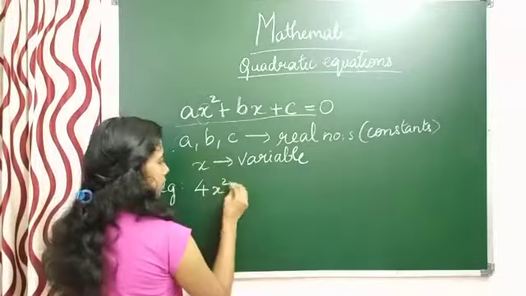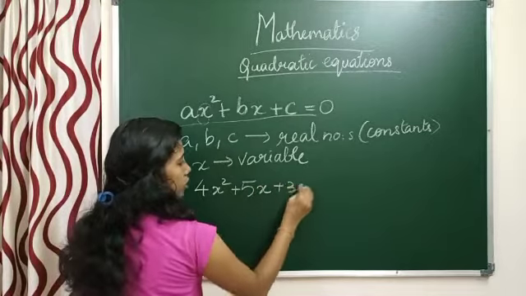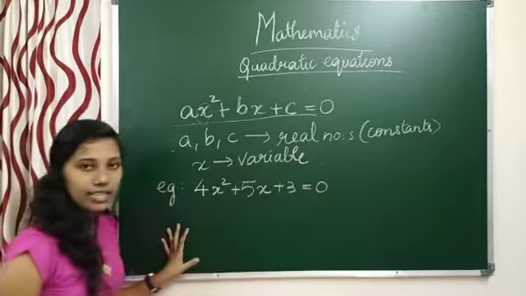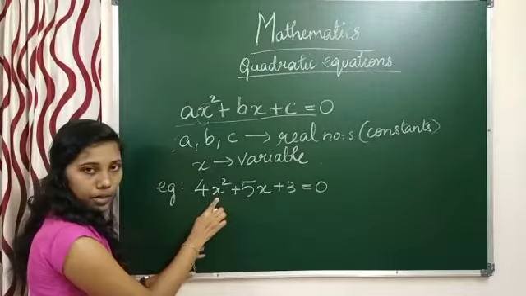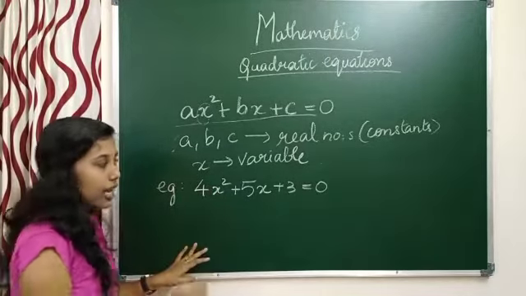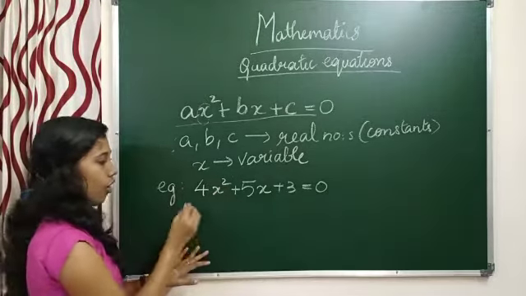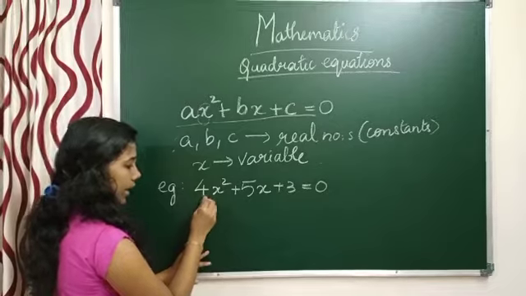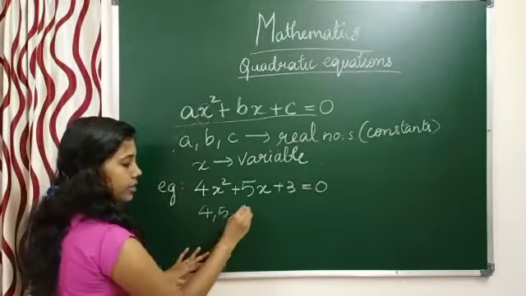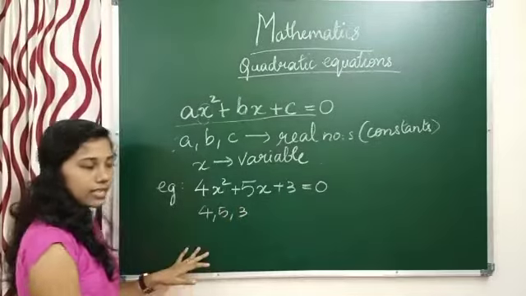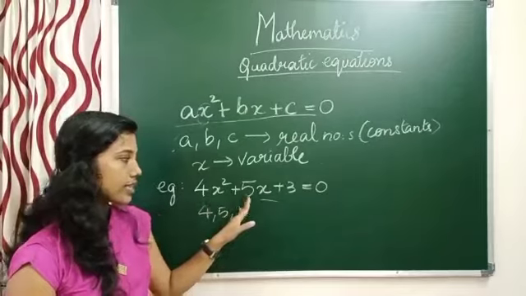4x square plus 5x plus 3 equal to 0. This is a quadratic equation as it has a variable and the variable has highest power as 2. Here the constants, that is a, b and c are 4, 5 and 3, and the variable present is x. So this is a quadratic equation.